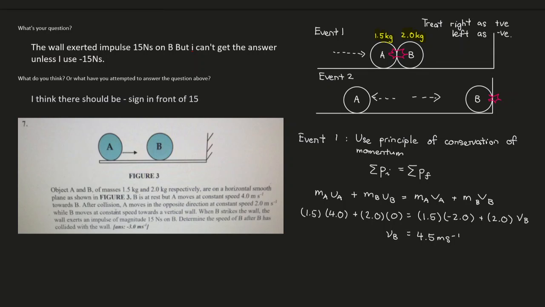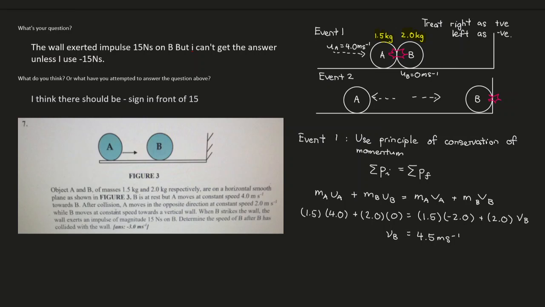B is at rest. Okay, so we should label that: B is at rest, so UB is equal to 0 m s^-1. But A is moving at a constant speed of 4 meters per second towards B. So I can say UA is equal to 4.0 meters per second.